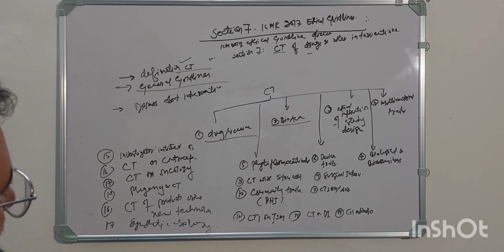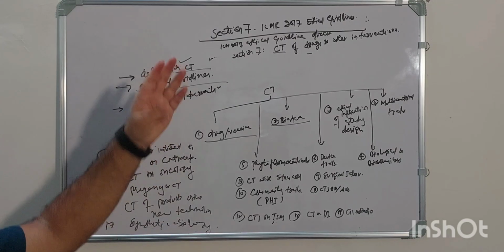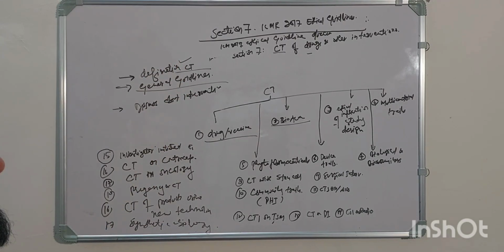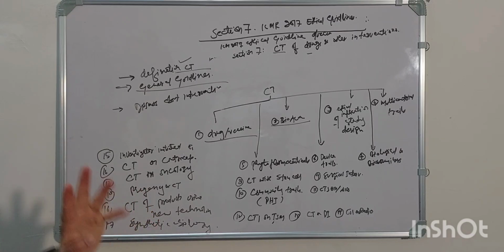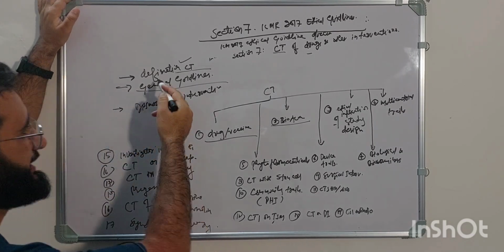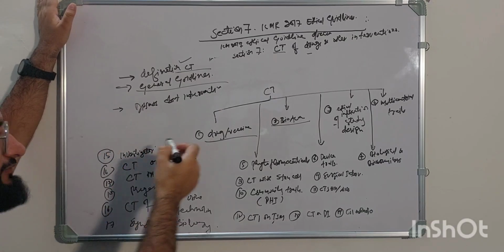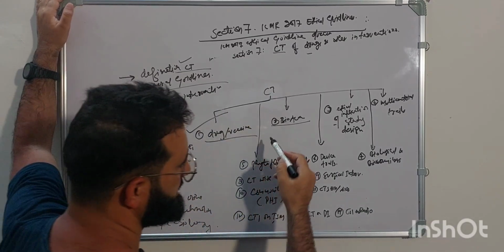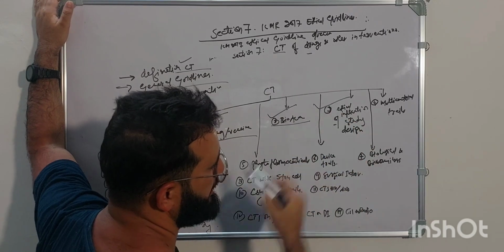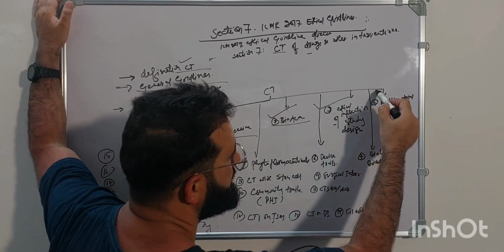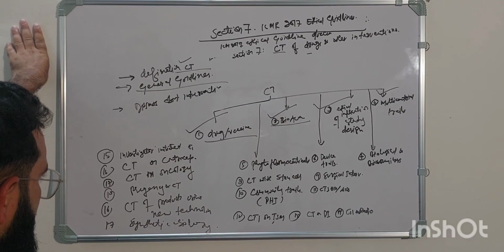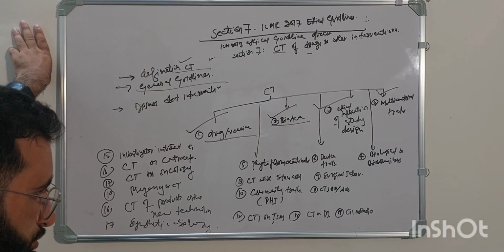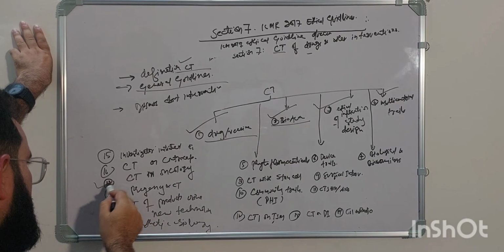So this is the outline of section 7 as per the ICMR 2017 ethical guideline module. We will discuss the important things: first the definition, guidelines, then drugs and vaccine, bioavailability also, ethical implication of study design, multi-centric trials, and we will also discuss clinical trials in oncology.